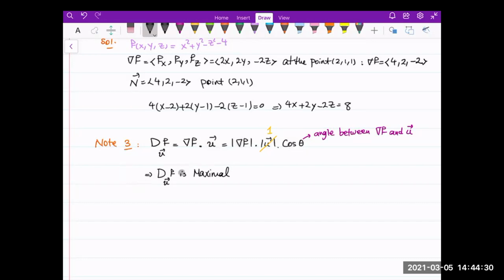So the directional derivative is maximum when cosine theta is 1, because cosine of anything is between -1 and 1, right? So when we get the directional derivative maximum, when the cosine of theta is 1, the cosine of which angle is 1? The angle 0. So theta is 0.